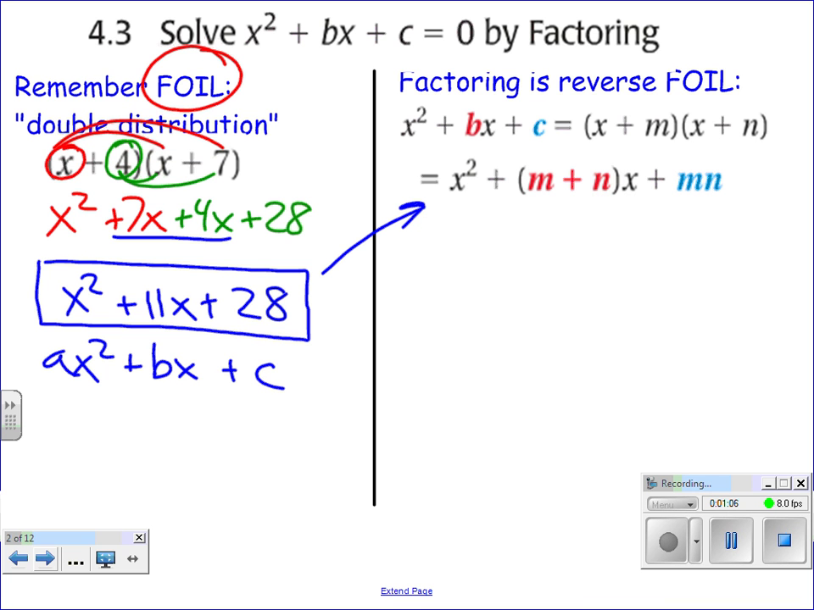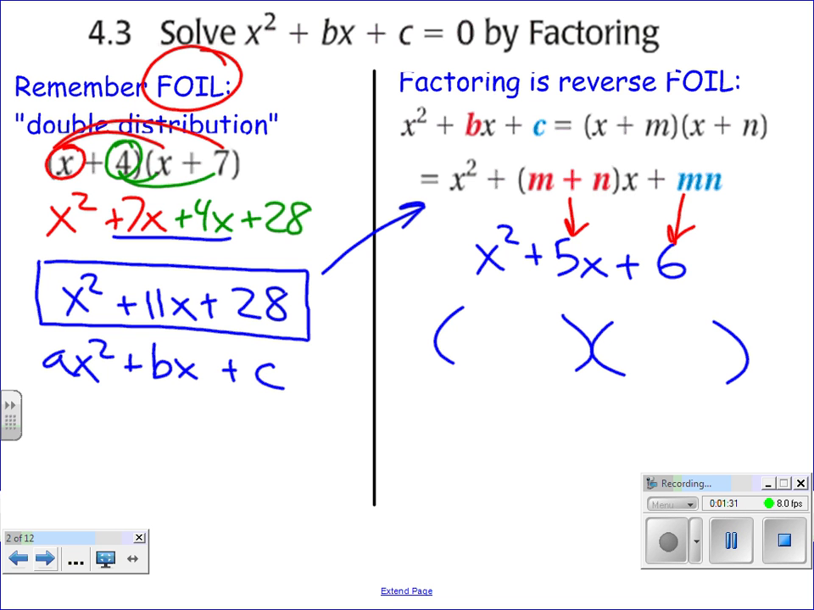Okay. So now let's look over here. What does reverse FOILing do for us? Well, we're going to be given problems like x squared plus 11x plus 28, and we want to go backwards. So a very simple example here is x squared plus 5x plus 6, and we want to put it into a factored form. Something that looks like that. So we have to look. All right. What's our middle term? The middle term is the two numbers added together. And then the last term is the two numbers multiplied together.